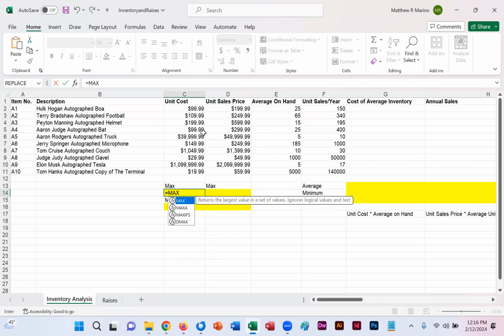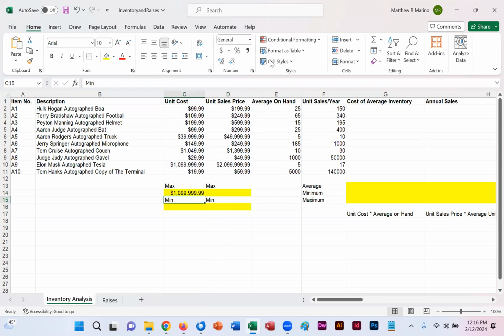So we do equals max, open parentheses, highlight our entire range of cells, and we end up with our max being correct. It should be this highest amount, Elon Musk. We click back in, we can auto fill over. And again, our max represents the maximum unit per sales price there.